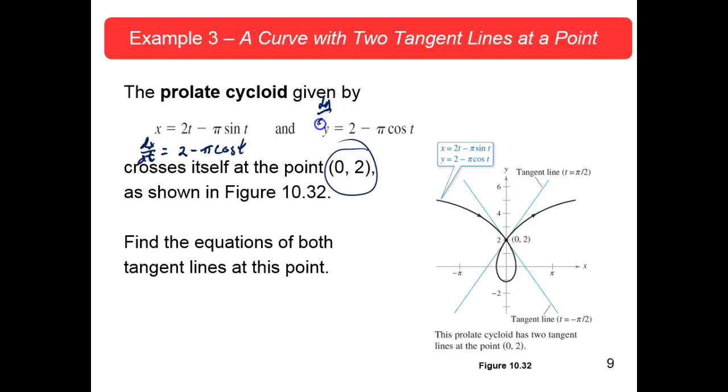dy/dt is equal to what? Did you say 2? Pi sine t. Excellent. Because the derivative of cosine is negative sine, so that wipes out the minus sign. There was no t dependence on the 2, so that goes to 0. The derivative is 0 plus pi sine t.